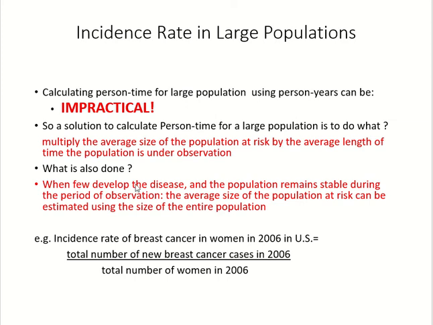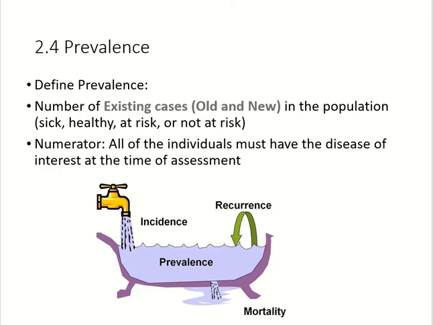Also, when few people develop the disease and the entire population remains stable during the period of observation, the average size of the population at risk can be estimated using the size of the entire population. For example, to make things easy, the incidence rate of breast cancer in women in 2006 is the total number of new breast cancer cases in 2006 divided by the total number of women in 2006.